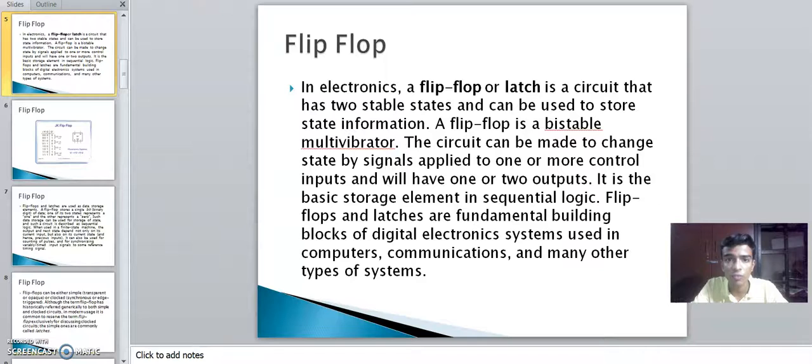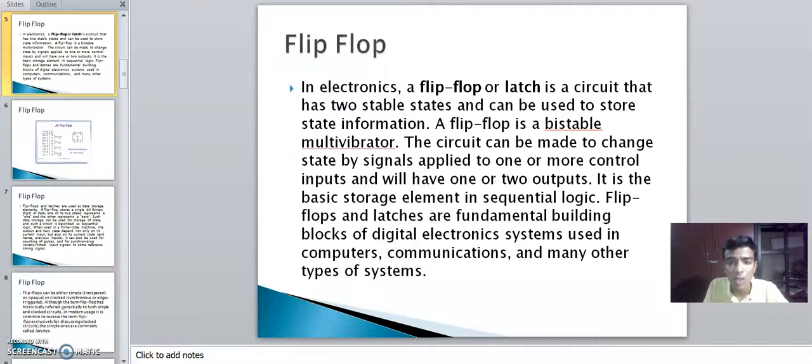So next we move on to flip-flop, and I would like to give a small introduction on what is a flip-flop. What is a flip-flop? In electronics, a flip-flop or latch is a circuit that has two stable states and can be used to store state information. A flip-flop essentially is basically a bistable multivibrator. The circuit can be made to change state by signals applied to one or more control inputs and will have one or two outputs. It is the basic storage element in sequential logic.